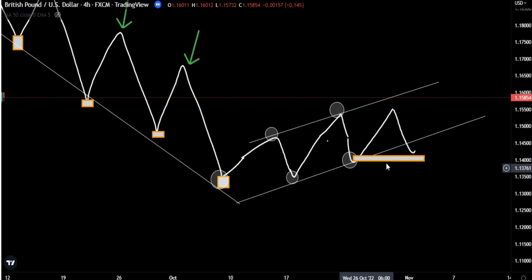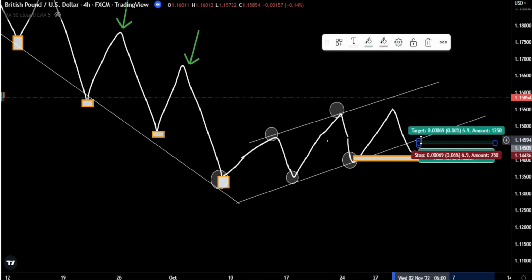So at this point, you are likely going to be making a good entry anywhere from here. So from here now, you can start looking for buying opportunity at this zone, okay.